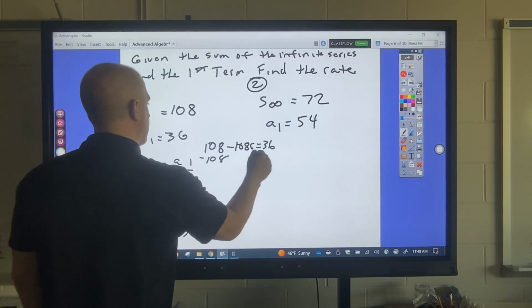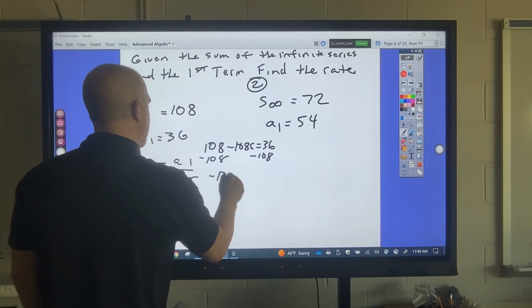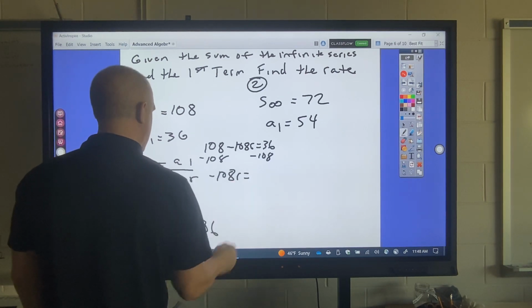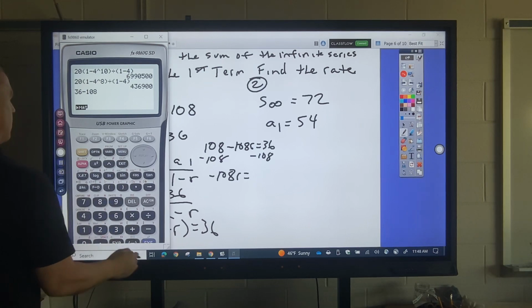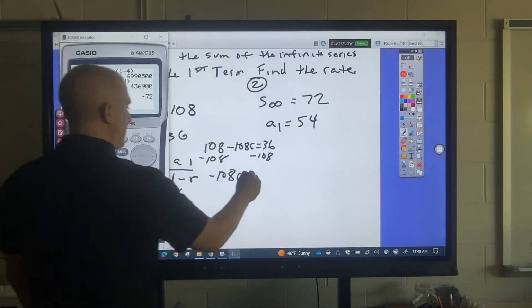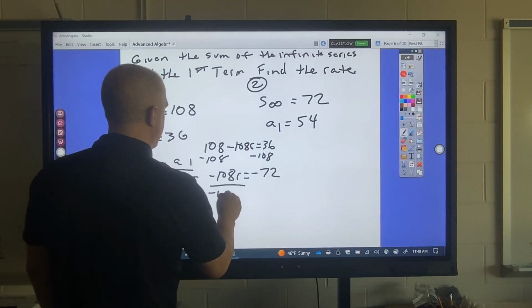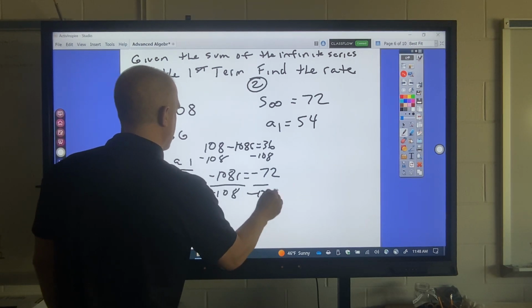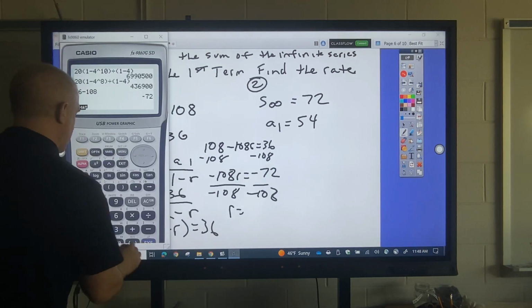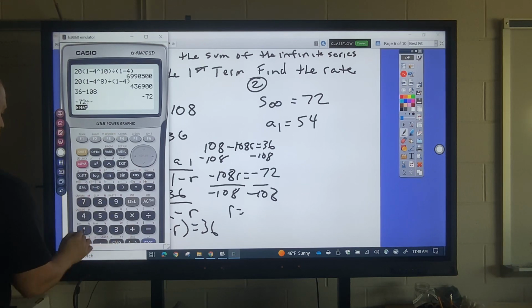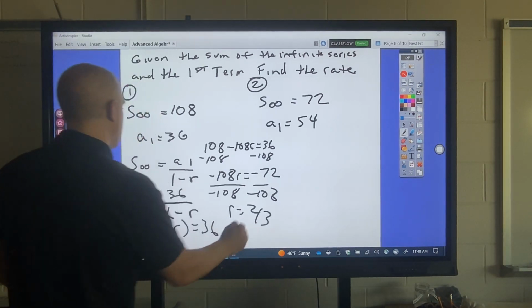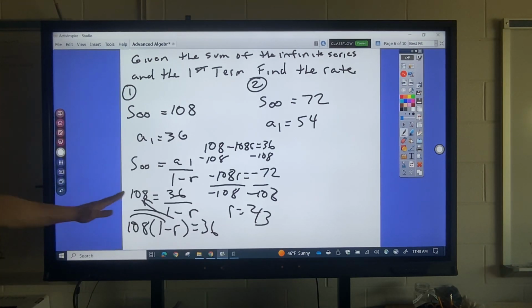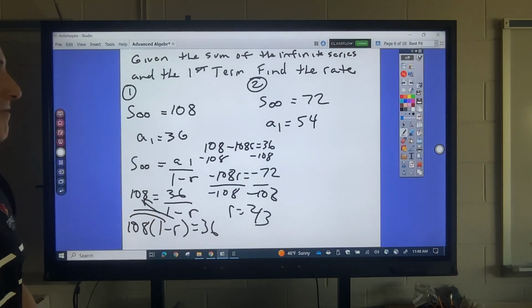Subtract 108, that's negative 108r equals 36 minus 108, which is negative 72. Then divide by negative 108, and you'll get yourself a fraction. Two-thirds. Okay? You could, in theory, guess, but the rate's a little tougher because it's likely to be a fraction.